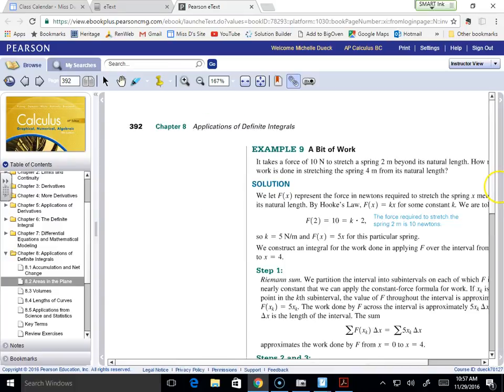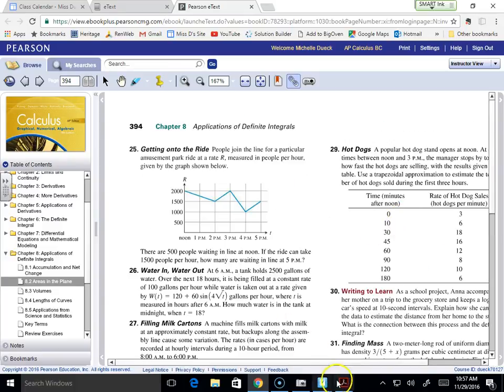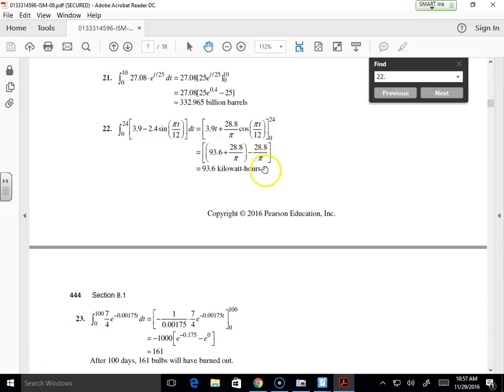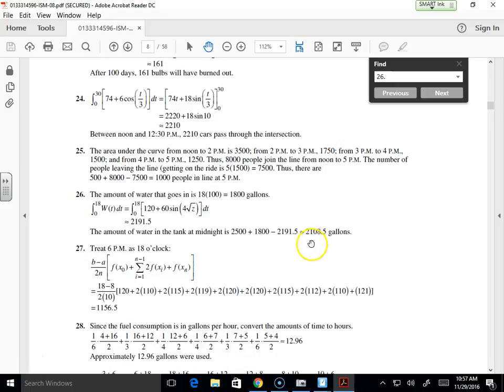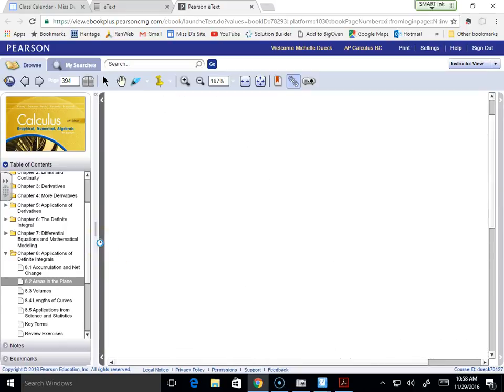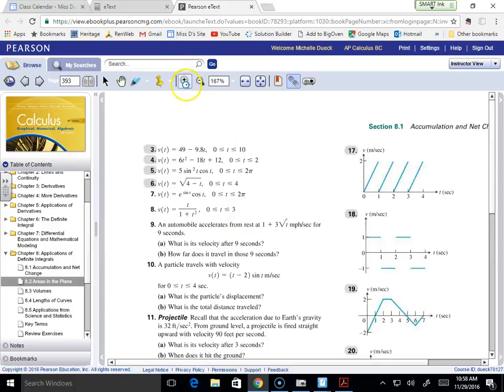Okay, what's next? 22. 93.6 kilowatt hours. Yeah? Next one? 26. 2,108.5 gallons. Next one? Okay. Did we have any questions on the odds that are outstanding or on the evens that we checked? Number 9. Yeah. Okay. Anything else from the rest of you guys?